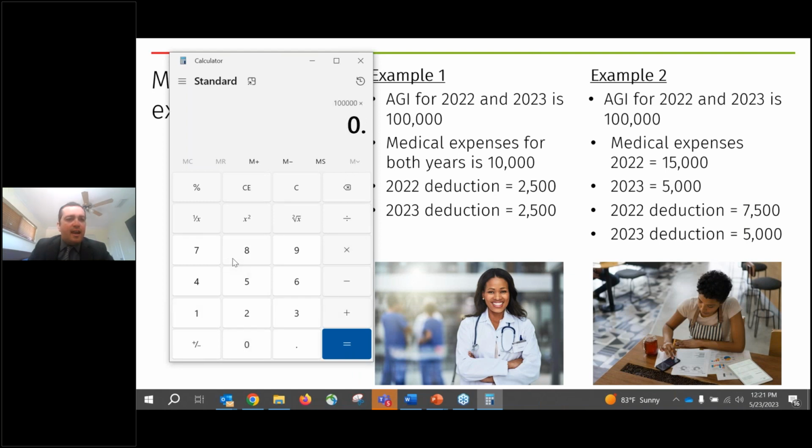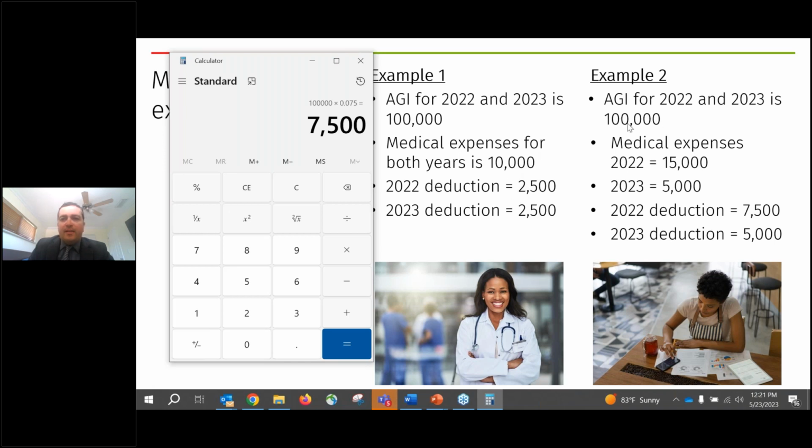The first 7.5% is not going to be deductible. So let me redo that. $100,000 times 0.075. There we go. So that first $7,500 is not deductible. So we're going to take a $2,500 deduction in both years.